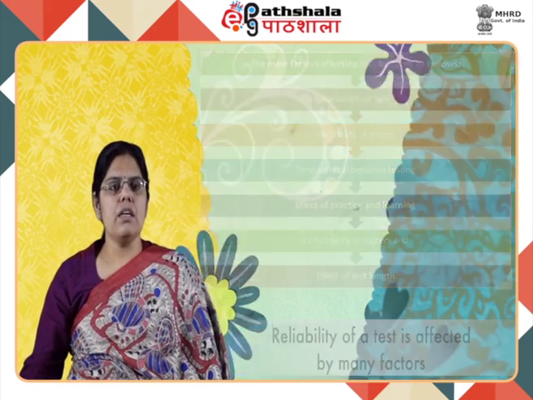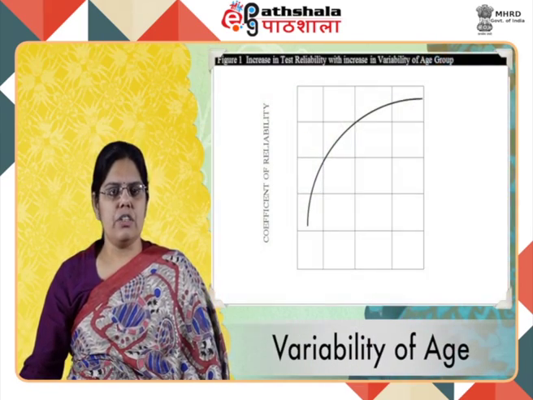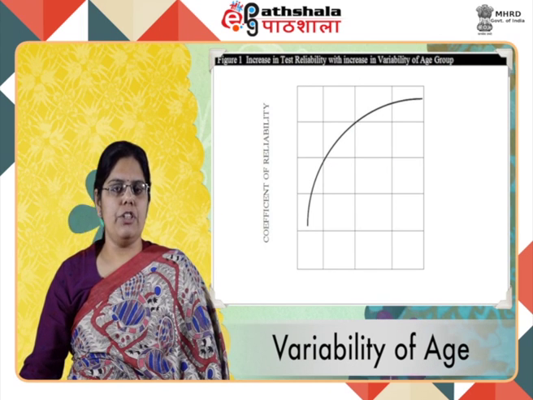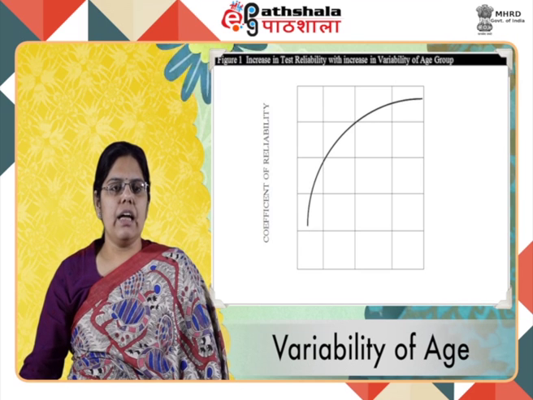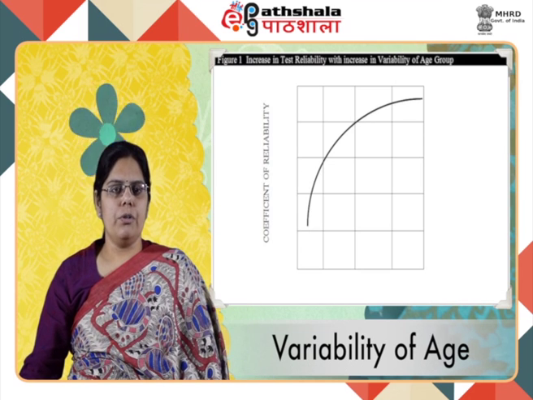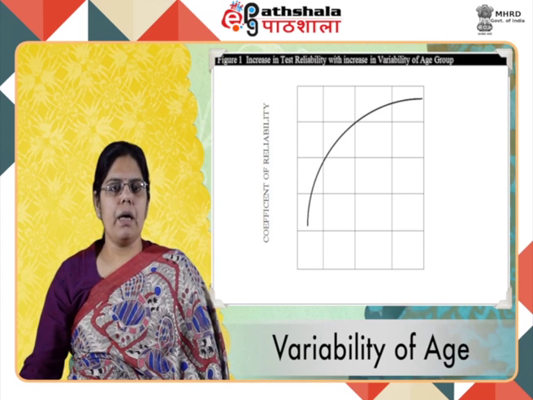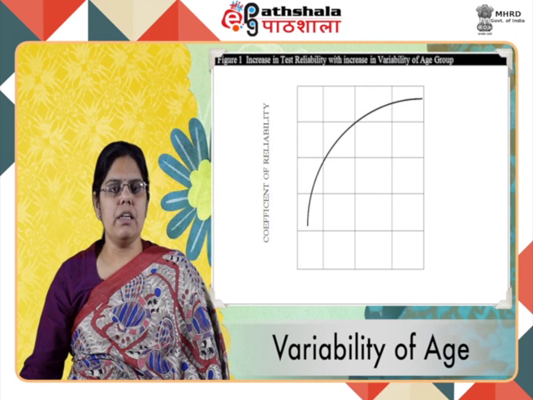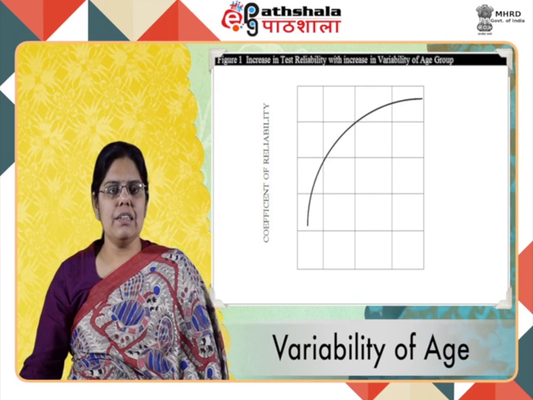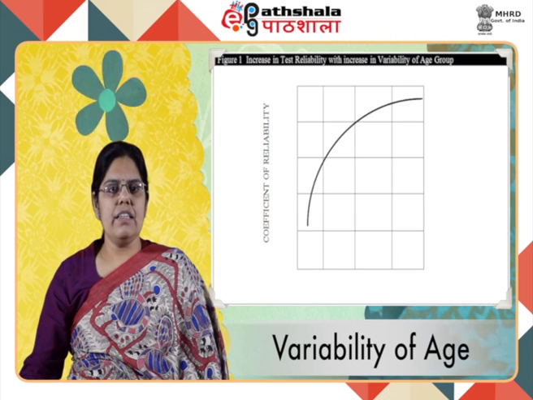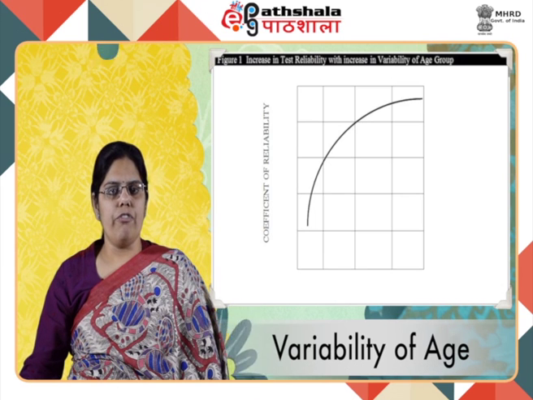The first is variability of age. The age variability of the group affects the reliability coefficient. The reliability will be higher for a group having a wide range of age group participants and lesser for a group in which the participants belong to a relatively similar age group. This can be illustrated in the graph, which shows increase in the test reliability with increase in the variability of age group.